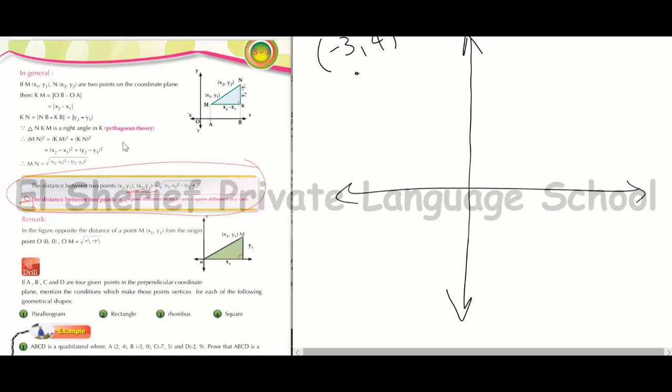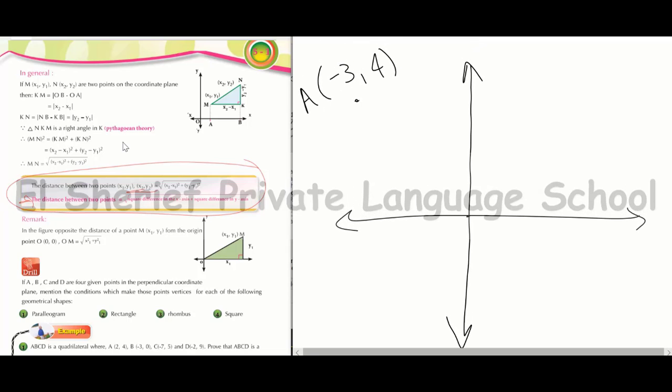For example, we have here point A, its coordinates are negative 3 and 4. We want to find the distance between it and the origin point. We know that the distance between point A and the origin point equals the square root of x power 2 plus y power 2. Then this distance equals the square root of negative 3 all power 2 plus 4 all power 2. It means it equals 5 unit lengths.